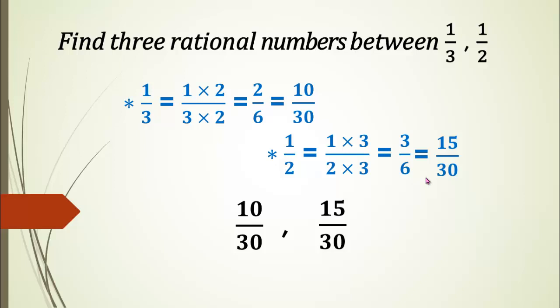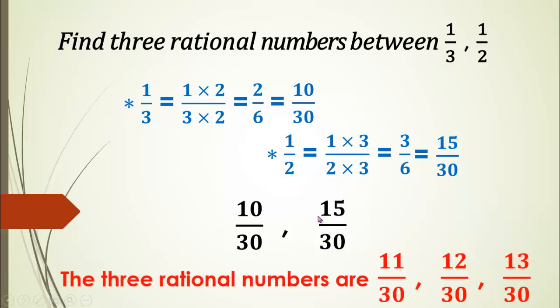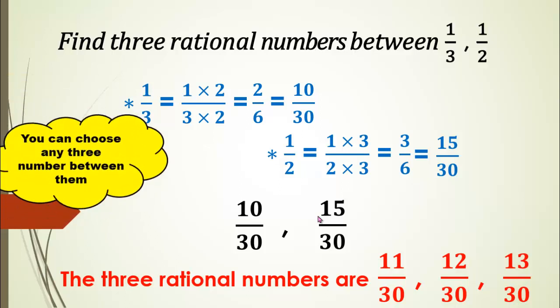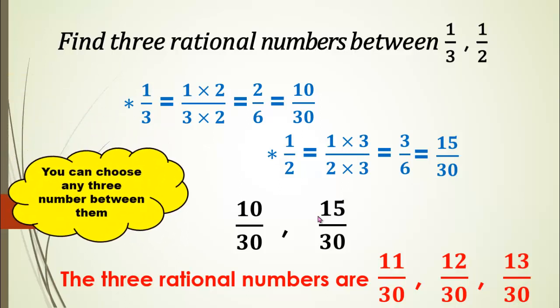How can I find the rational numbers between them? Simply look at the denominator. It is the same. What are the numbers included between 10 and 15? We can say that the three rational numbers are 11 over 30, 12 over 30, or 13 over 30. And again, remember that you can choose any three rational numbers included between those two rational numbers.